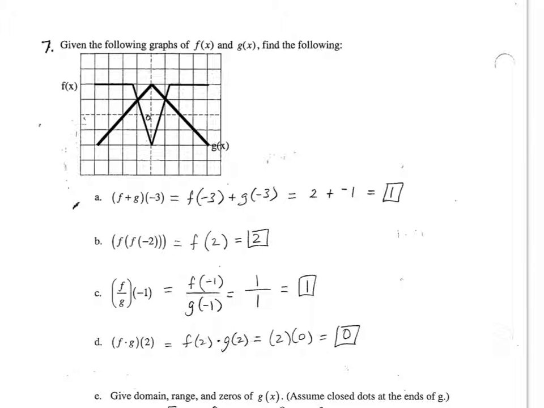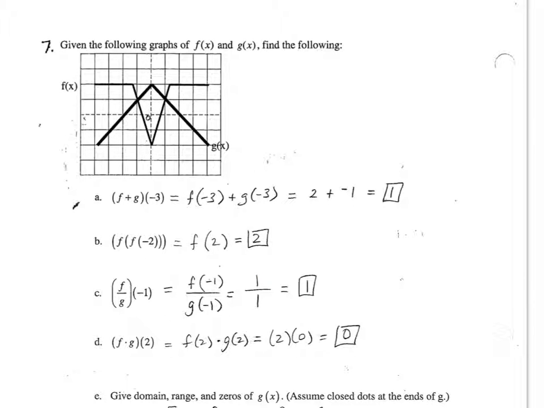Part C. To get f over g of negative 1, I'm going to take f of negative 1 and divide it by g of negative 1. Likewise, I'm going to go to the graph to get these values. If I count 1 to the left, the value of f is 1, while the value on g, after I count 1 to the left, is also 1. 1 divided by 1 simplifies to 1.